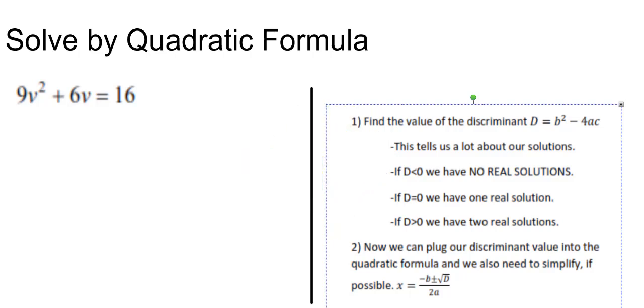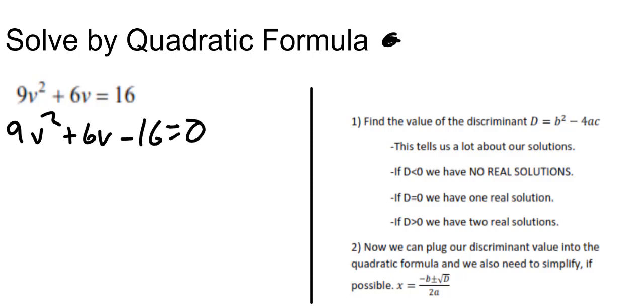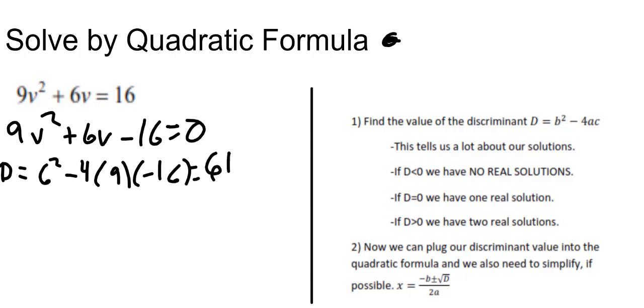All right, so for the next one, we've got to get everything over to one side again. So we're going to have 9b squared plus 6b, and we're going to subtract the 16 from both sides and get 0. We're going to calculate the value of the discriminant again. I'm not going to write out A, B, and C. So it's b squared, that's 6 squared, minus 4 times A, which is 9, times C, which is -16. I'm not even going to do it by hand. We type it into our calculator: 36 minus 4 times 9 times -16. It's a big number, 612.